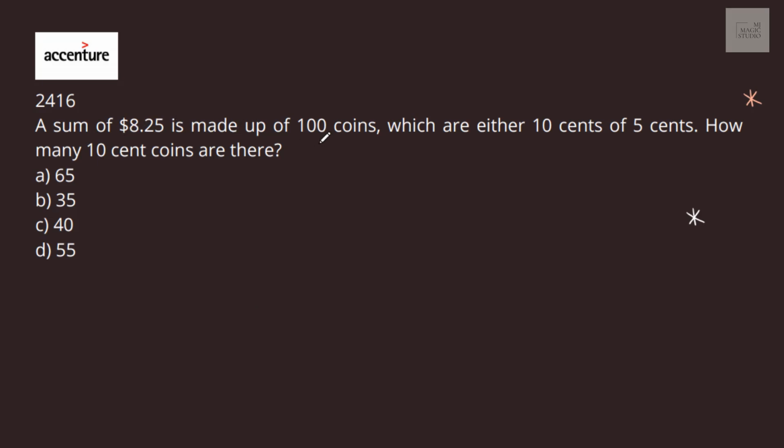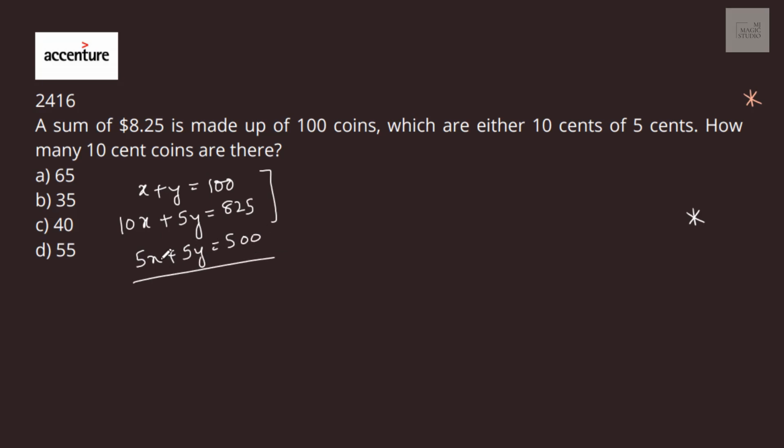A sum of $8.25 is made up of 100 coins, which are either 10 cents or 5 cents. If we use the equation method, x plus y is 100 and 10 into x plus 5y should be, in cents, 825. We can solve this and find the value of x and y, whatever is asked. So for 10 cent coins, we need to find the value of x. Let's multiply this by 5: 5x plus 5y equals 500. If I subtract, 5x is 325, then x is 325 by 5, that is 65.